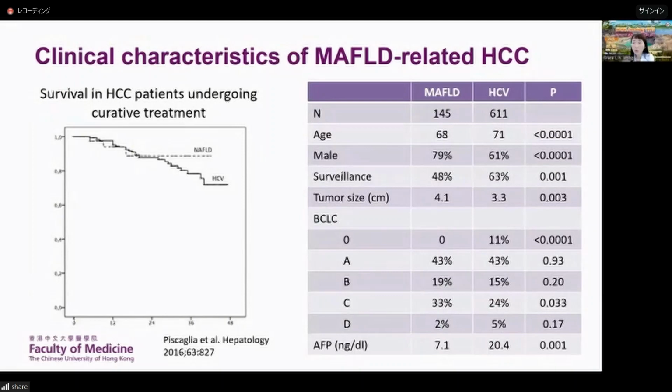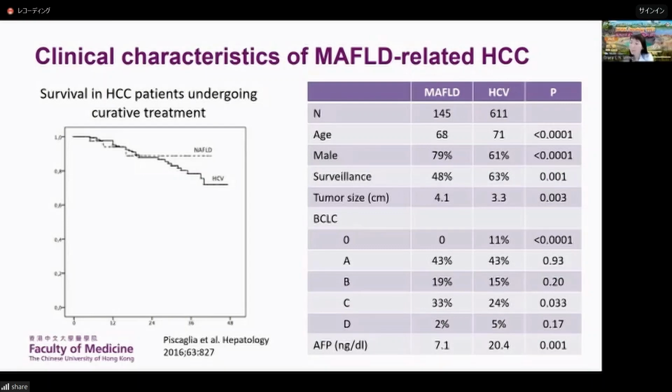Okay, so we would also like to understand the clinical characteristics of MAFLD-related HCC. Like here, the survival of HCC patients undergoing curative treatment is usually not as good. But compared to HCV patients, the first 1 to 2 years will be comparable, and then later on, their survival would be quite stable. And here they compare the different characteristics. One thing we have to bear in mind is that MAFLD-related HCC tends to be a little bit more advanced, like here, a little bit more of BCLC stage 3.